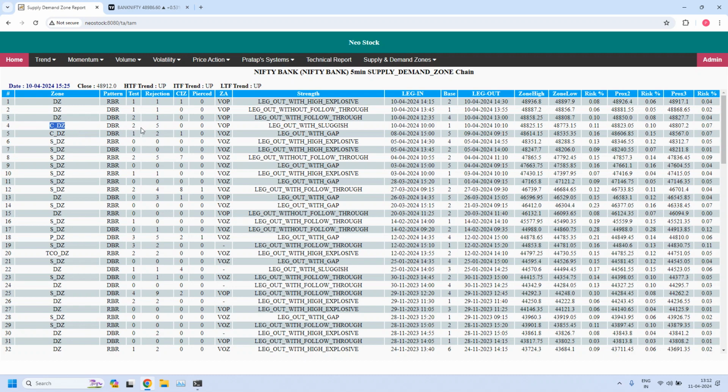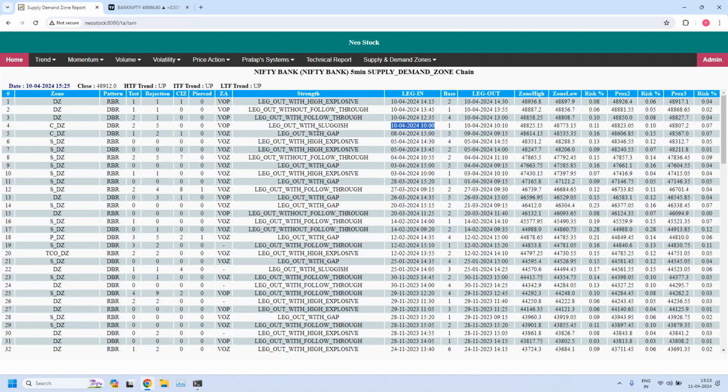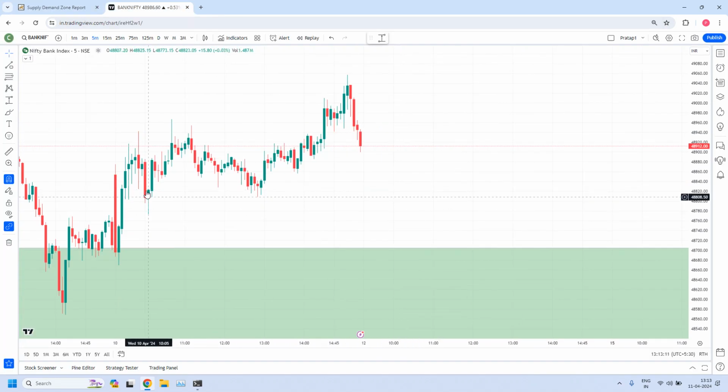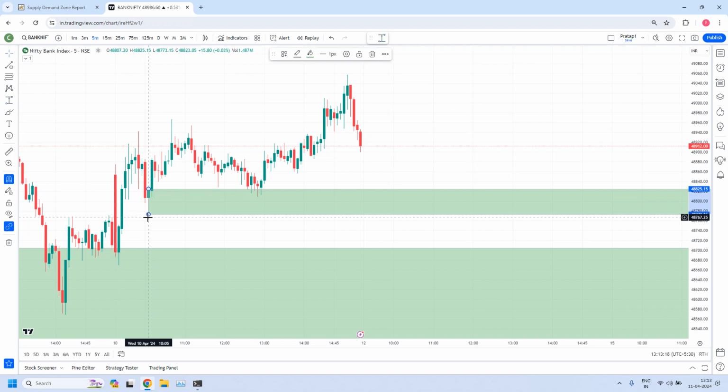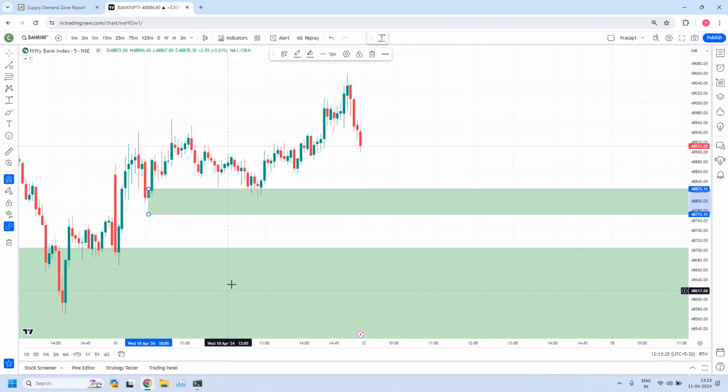So the 4th one is already tested 2 times, with 5 rejections from this zone since it was created. This is a 10-4, 10 o'clock. After that, 1 base candle. This is 9, sorry. So this is the one. So this is a demand zone, a 5 minutes demand zone.